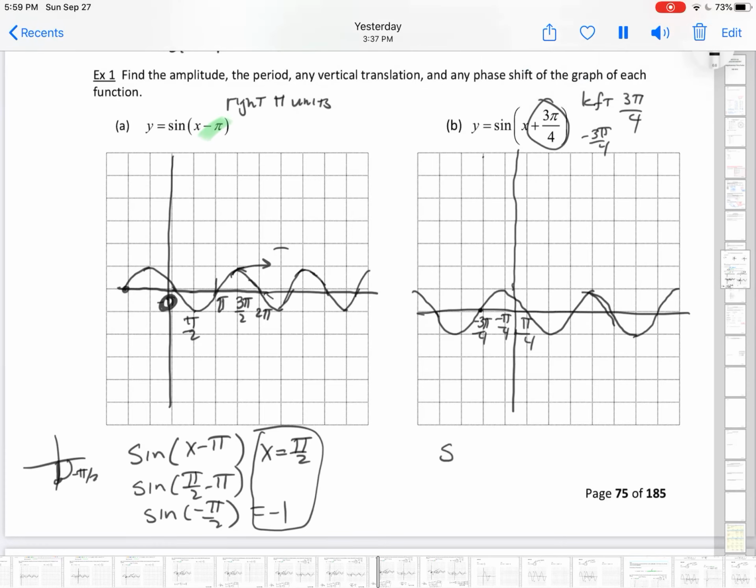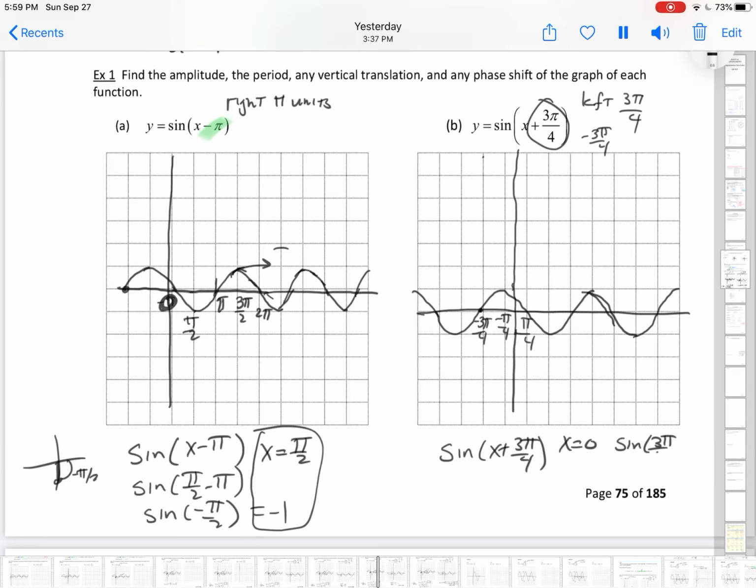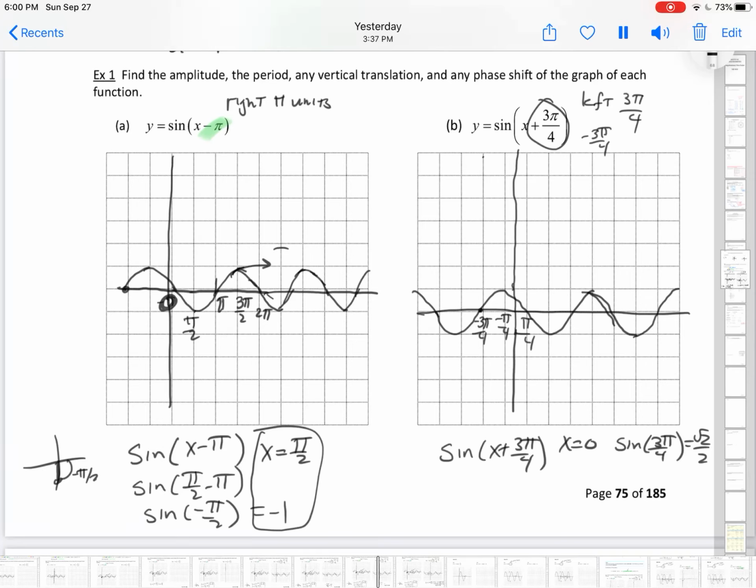Well, what do you get with y equals sine of x plus 3 pi over 4 if x is equal to 0? Well, you get the sine of 3 pi over 4. The sine of 3 pi over 4 is root 2 over 2, right? You know that because you know the sine of pi over 4 is root 2 over 2. 3 pi over 4 has a pi over 4 reference angle, in the second quadrant, where sine is positive. So that's root 2 over 2. They're definitely positive. That's what I'm claiming. Halfway through that interval, it seems pretty decent.